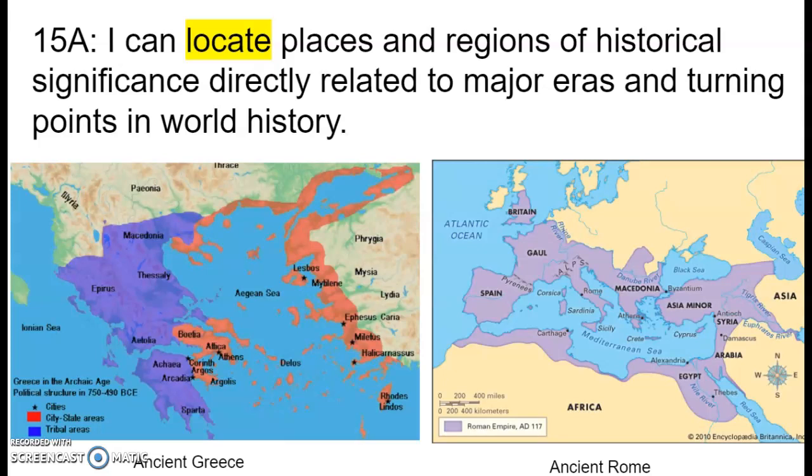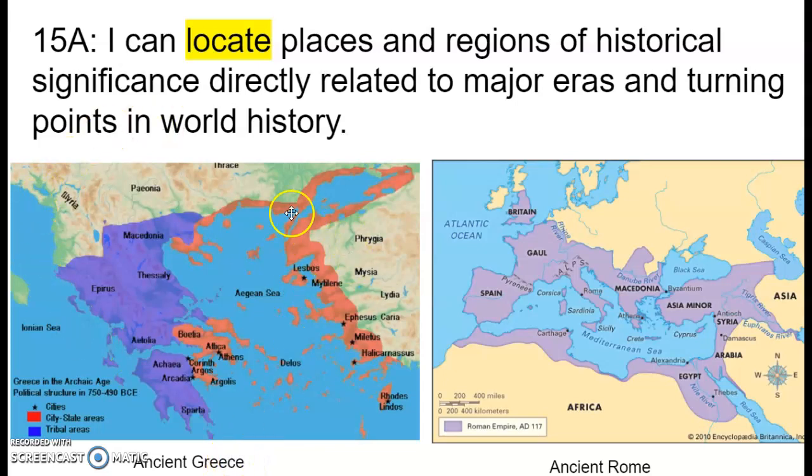Okay, let's review Standard 15A before we go over the question that was tied to 15A in the exam for Unit 2. 15A states, I can locate places and regions of historical significance directly related to major eras and turning points in world history. So basically for this unit, for Unit 2, you need to know where ancient Greece is located.